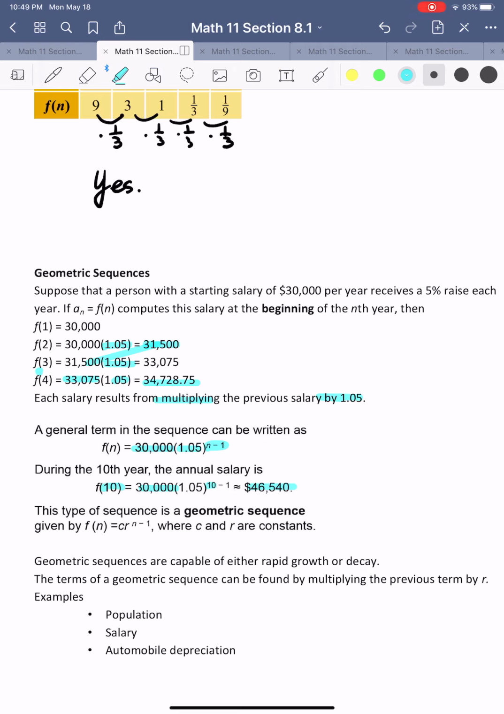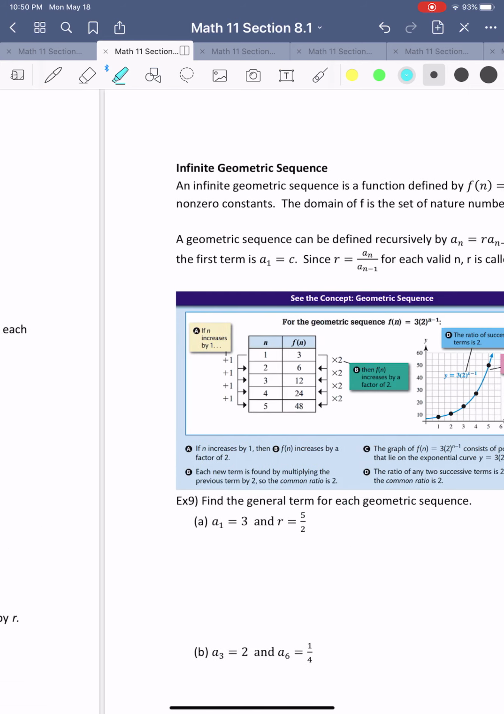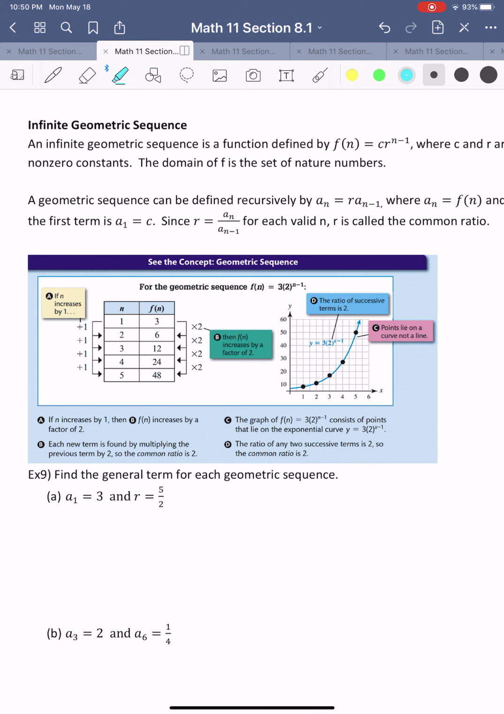So geometric sequences are capable of either rapid growth or decay, and the terms of a geometric sequence can be found by multiplying the previous term by r. We call r the common ratio. For example, we can represent a population, salary, or automobile depreciation. When they use a percentage, we can use a geometric sequence.